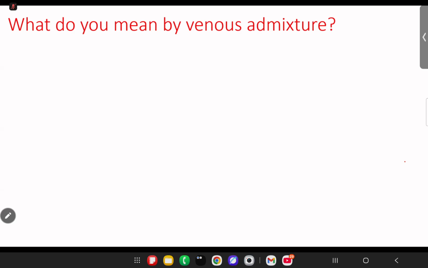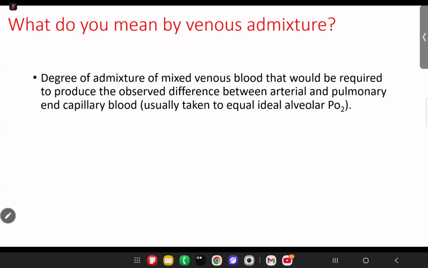if you assume this happens as in a true shunt, you try to calculate how much venous blood is needed to cause this drop in PO2. So this is how it happens. The degree of admixture of mixed venous blood that would be required to produce the observed difference between arterial and pulmonary capillary blood. So they just try to calculate how much venous blood is required.